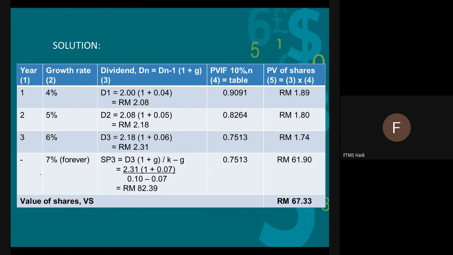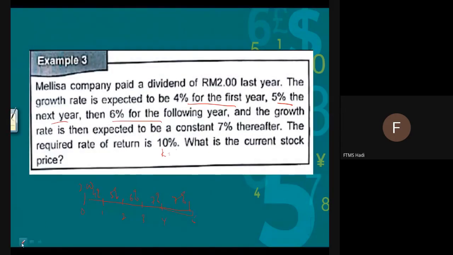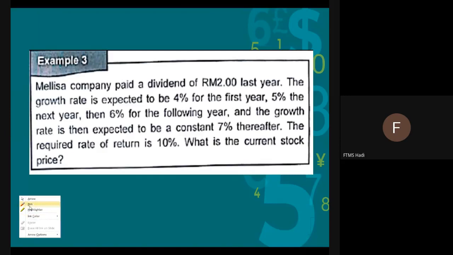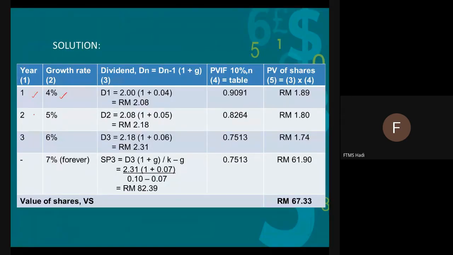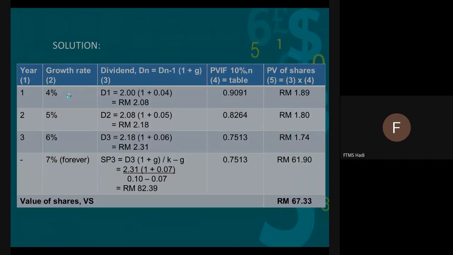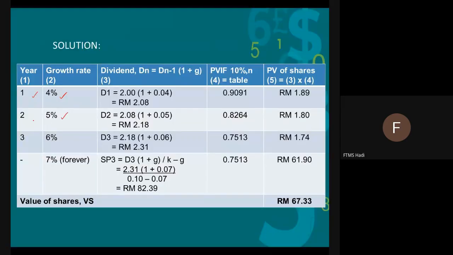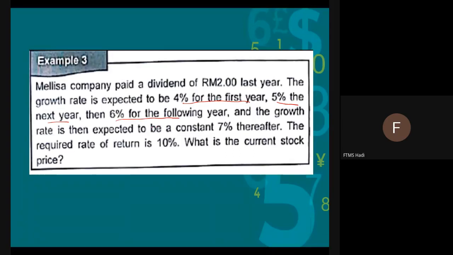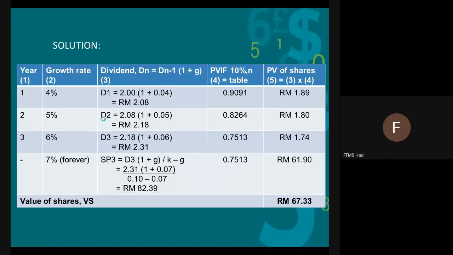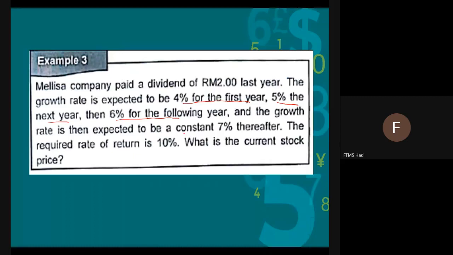So earlier we were talking about this one. You need to work column by column. The growth rate is expected to be 4% for the first year, meaning year 1 growth rate is 4%. 5% for the next year, that means growth rate 5% for year 2. The next one, 6% for the following year, after year 2, that means year 3, 6%.